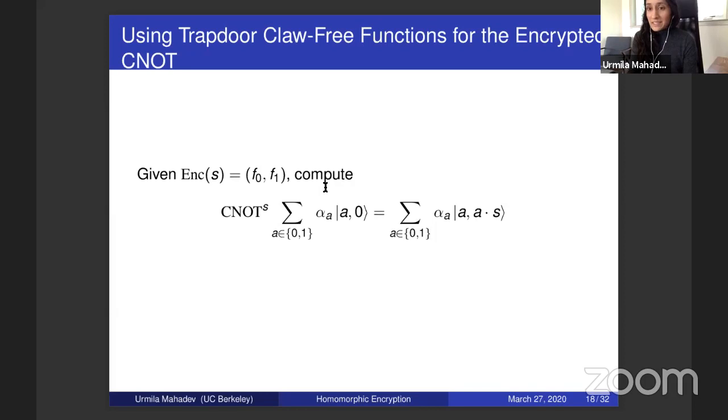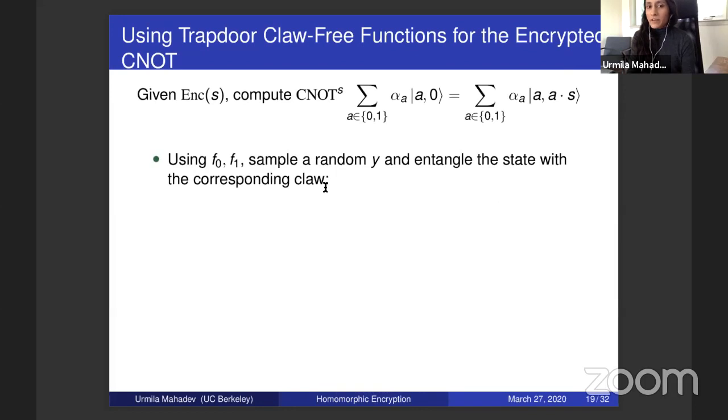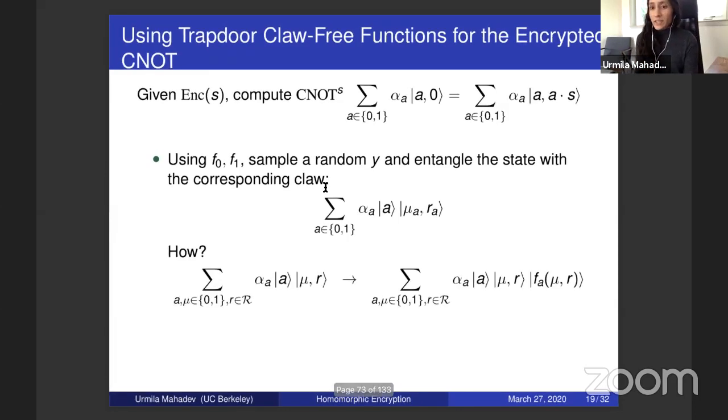Now, how do you do this with a TCF pair? So like I said earlier, all the server has to do is use F0 and F1 to sample a random Y and entangle his state with the corresponding claw. So the claws here look like mu A R A, where mu A is a single bit. And this is done exactly as I just showed you earlier. The server creates a uniform superposition over the domain, applies the function in superposition depending on that bit A. So that bit A tells him whether to apply F0 or F1. He measures the final register to get an image Y. Due to the entanglement in the state, the resulting state will be a superposition over the two pre-images of Y.